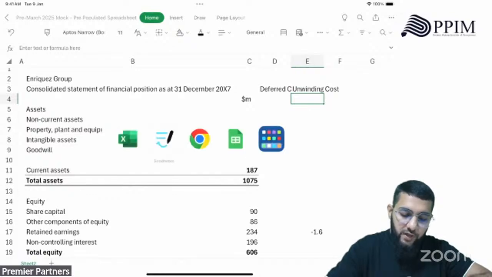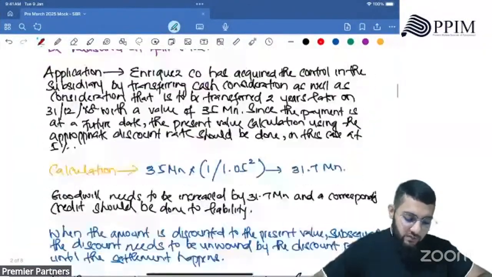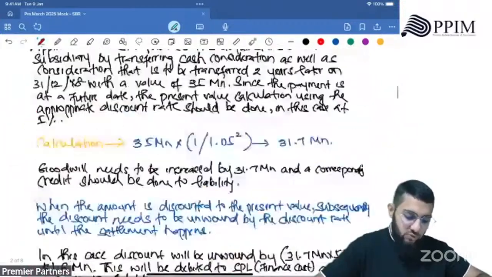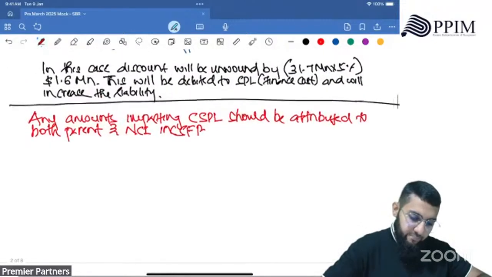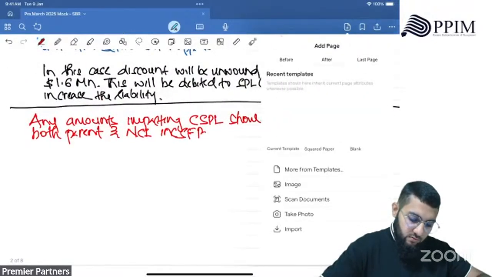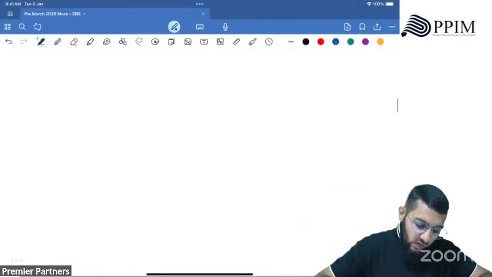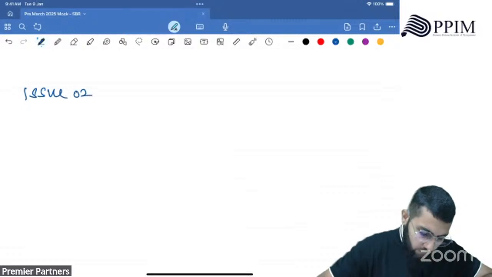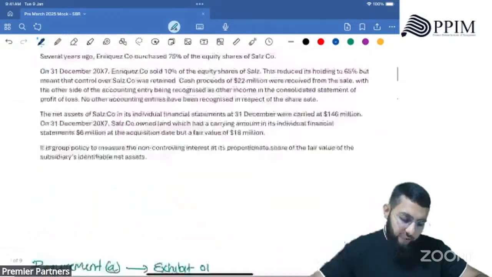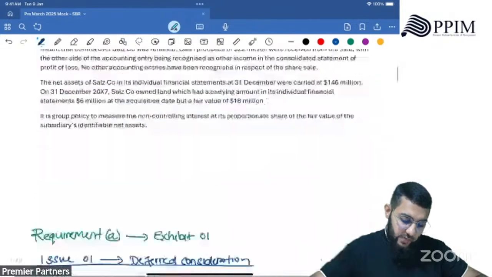Now we go and do issue 2. Clear? Issue 1 is about deferred consideration. Now we can discuss issue number 2. What's issue number 2? We already went here and identified issue number 2 as well. What is issue 2? PPE fair value adjustment. Issue 3 is deferred tax.